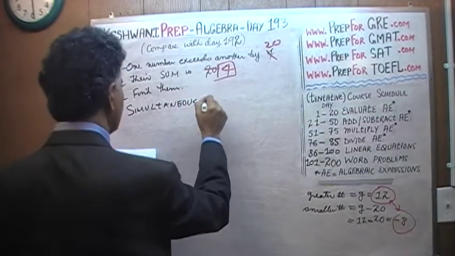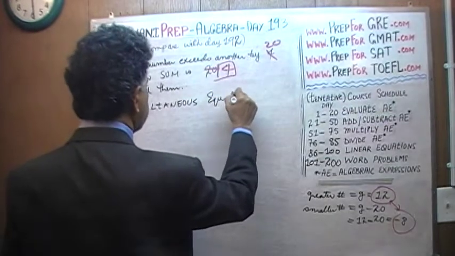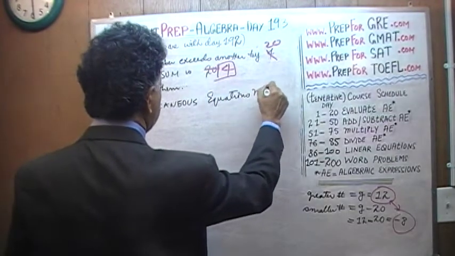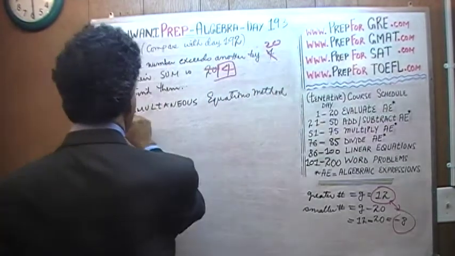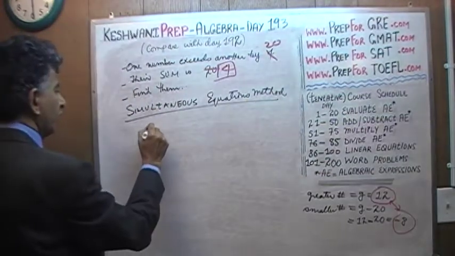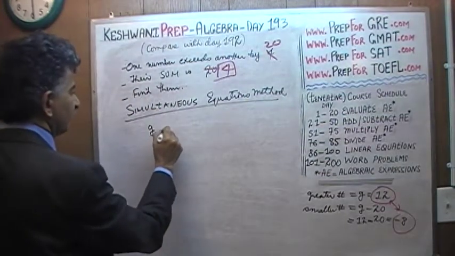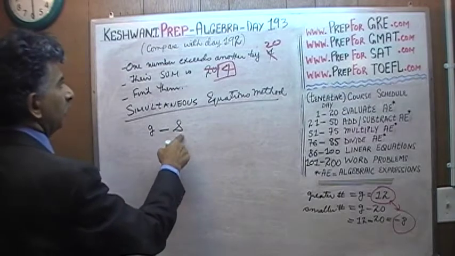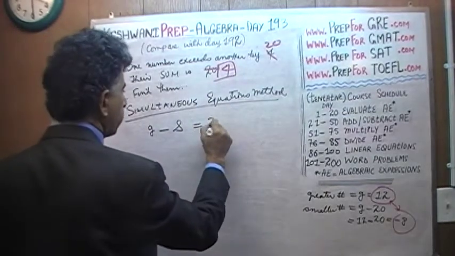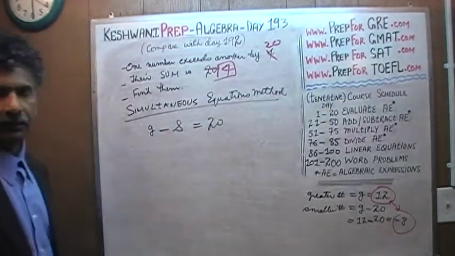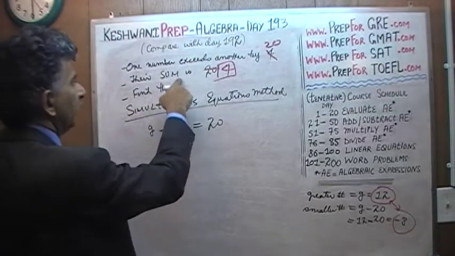Simultaneous equation method. So here we have the greater number which exceeds the smaller number by 20. That's this part. Their difference is 20. And when we add them up we get 4.